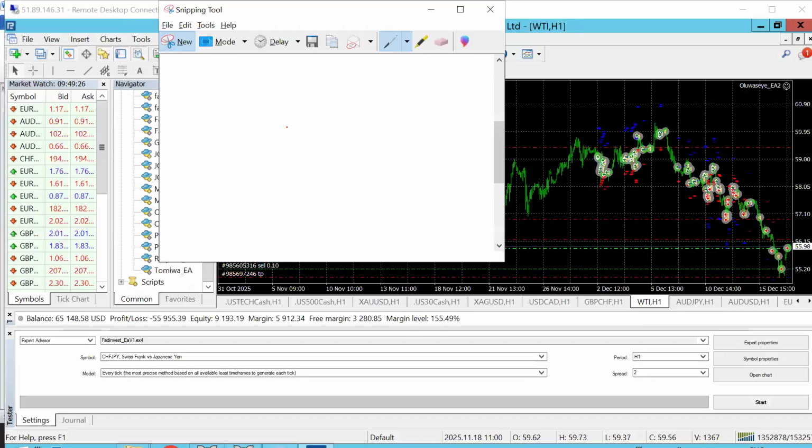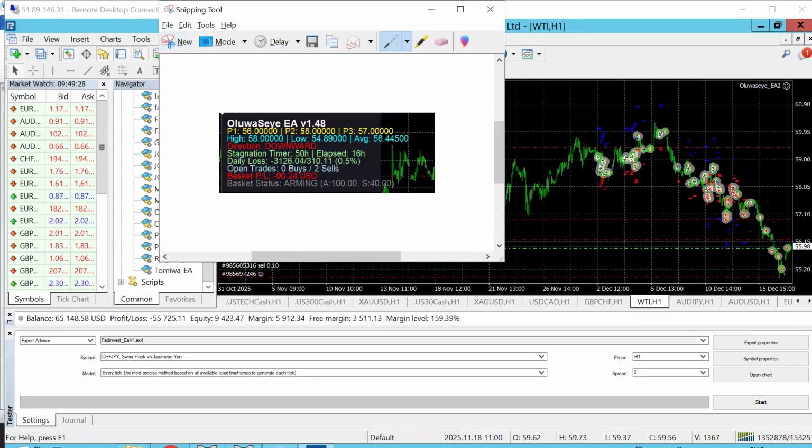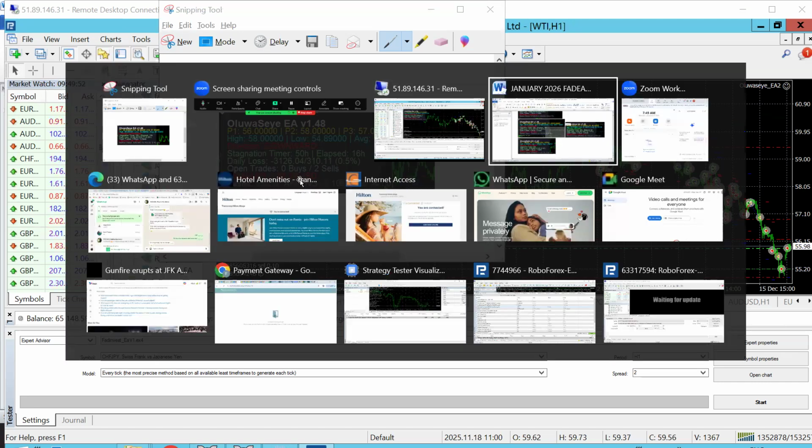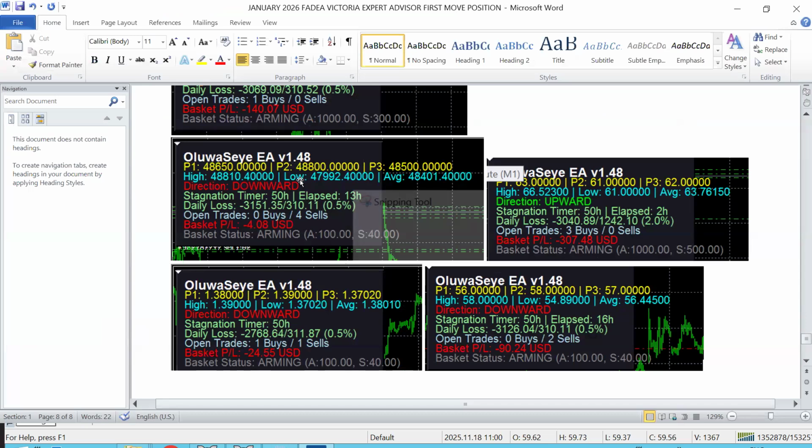So look at this, for example, as well. P1, P2, P3 is 58, 56, 57. Look at our low at 54.89, and our high is still the same. So our average is now 56.45, as you can see here, which is also in the range of the low. Once the market goes above 56, then it's likely to be a buy for the rest of the period. That is how we'll be able to monitor and trace this for the rest of the month.